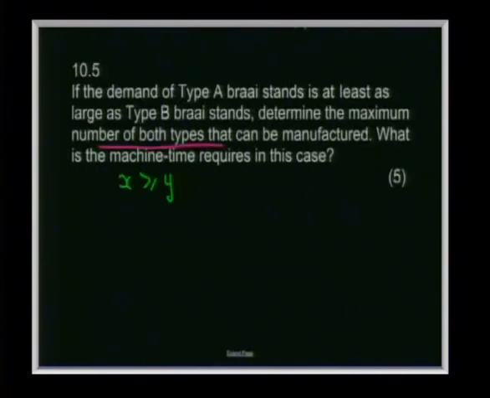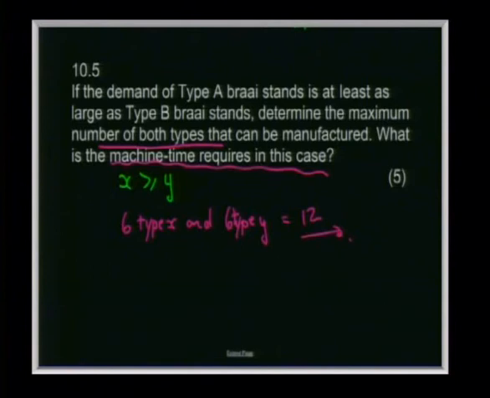So writing our answer out nicely, we have 6 type X's and 6 type Y's to equal 12 maximum. Now here's a different kind of question. Here they're wanting you to go back to one of your original constraints and pop these values in. What is the machine time required in this case?